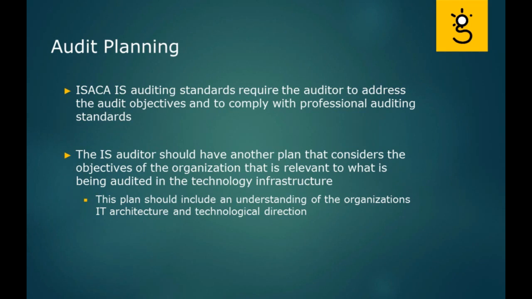Now, the auditor should have a plan that considers the objectives of the organization and how those are relevant to what's being audited in the technology infrastructure. That plan should include an understanding of the organization's IT architecture and the technological direction they're going. Again, looking to the future, what ideas do they have as far as where they see their business in a year, in a couple of years, and which direction are they going? That's part of what I talked about with the information gathering. We use that information as a foundation for the actual audit planning.